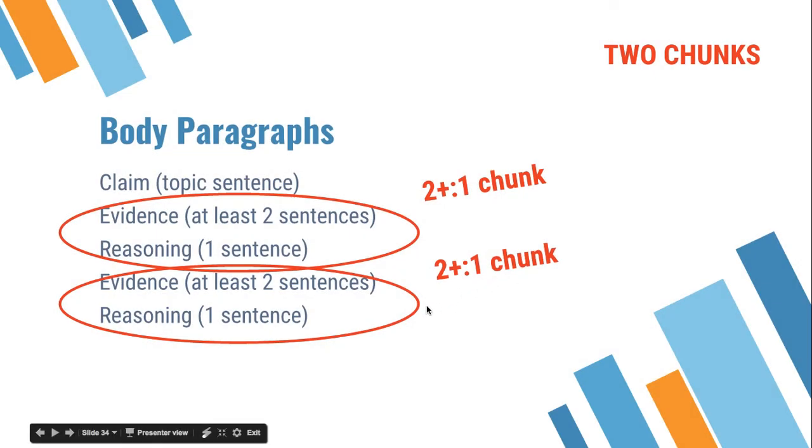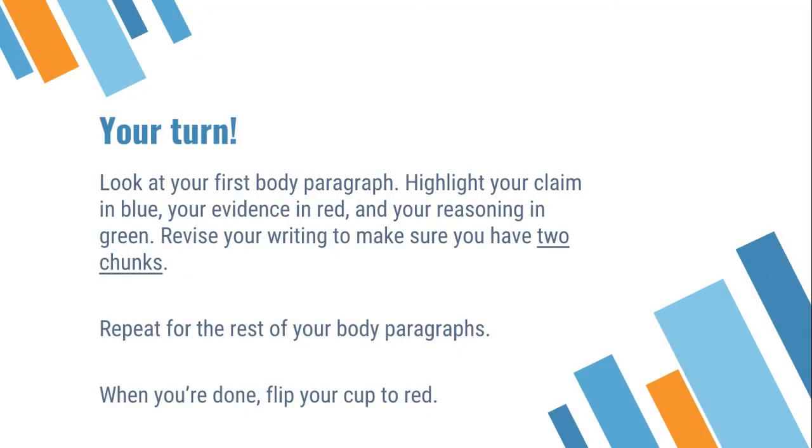So let's go ahead and count the sentences together to make sure that you understand exactly what each body paragraph should look like. You'd have 1 topic sentence, 2 sentences for evidence, so that would be 3 sentences total, and then 1 sentence for your reasoning. So that's 4 sentences total so far. Your second chunk would have 2 more, so that's 6, and then your reasoning would be 7. So 7 sentences minimum for your body paragraphs. Once you've done this, repeat for the rest of your body paragraphs.